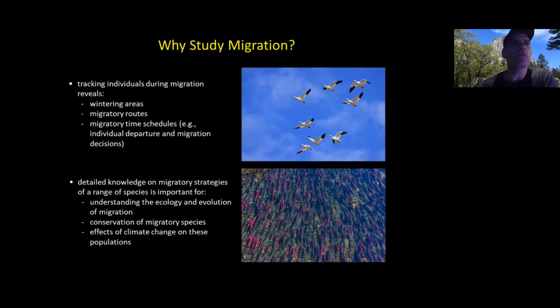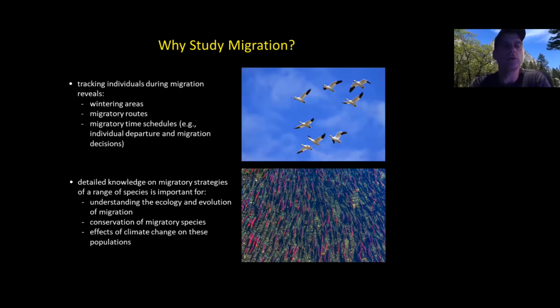More broadly though, detailed knowledge on the migratory strategies of a range of species is important for understanding the ecology and evolution of migration. For example, if you have comparative studies across species, that can help us to understand how migration evolved and how it can continue to evolve.